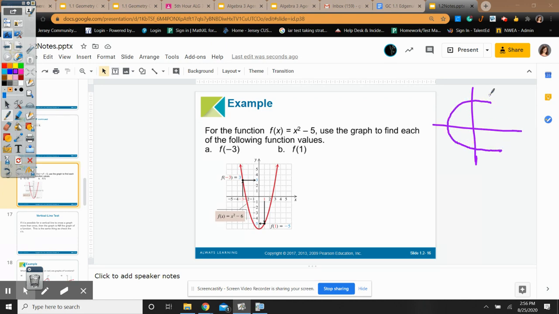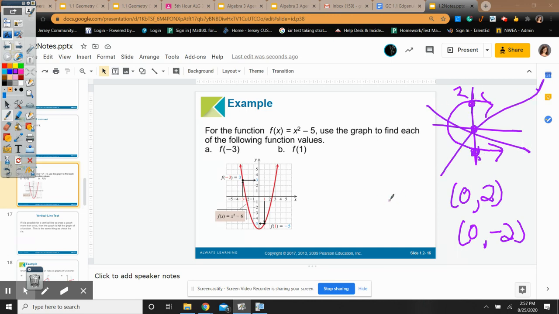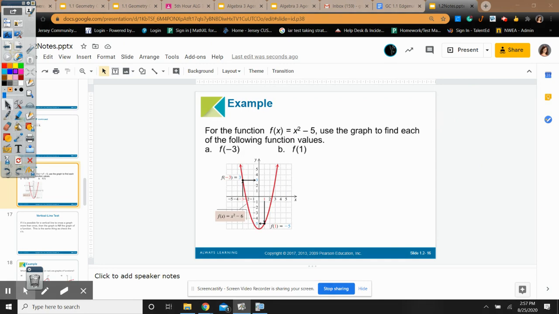If I had a sideways parabola, when I plug in 0 here, I have 0, let's say that's 2, and I have 0, -2. This is not a function because this value of 0 is shooting out two possibilities. It fails the vertical line test. A vertical line will hit a graph only one time because I'm checking each x to make sure it only has one y. So that's what the vertical line test does.